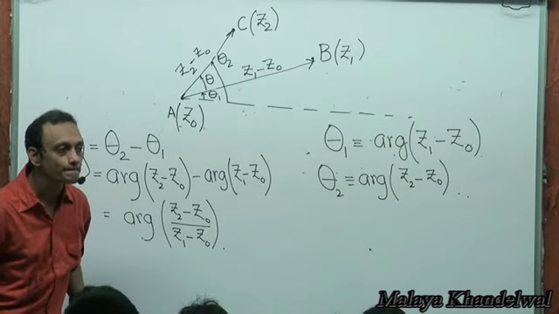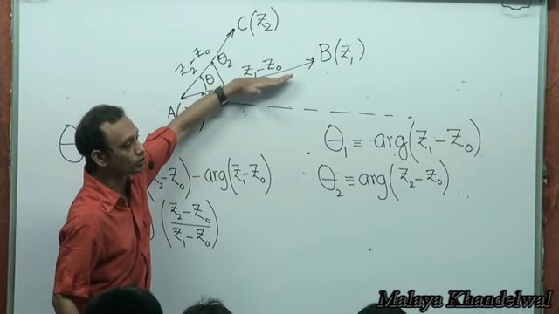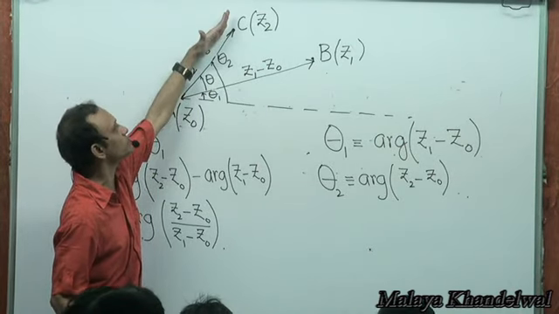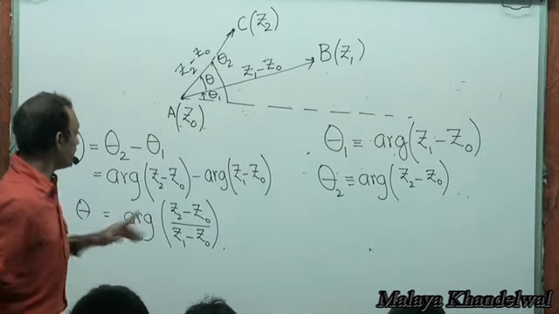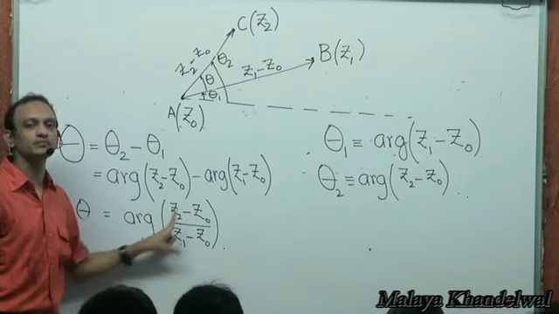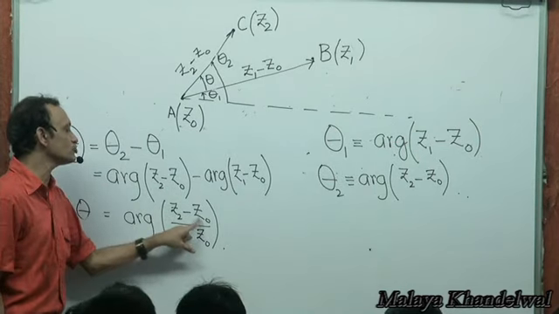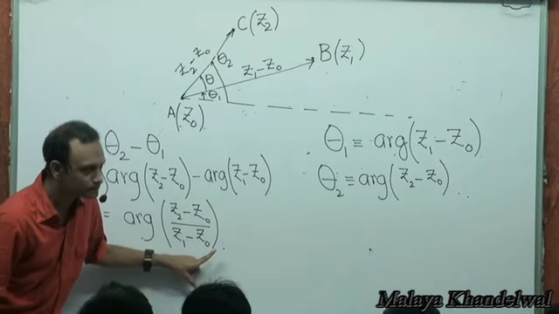Yes or no? Which is theta, right? The amount by which z1 minus z0 must be rotated so that it coincides with the numerator vector z2 minus z0 is theta, right? Which is what this gives me. So that's the meaning of this operation, argument z2 minus z0 by z1 minus z0. Clear?